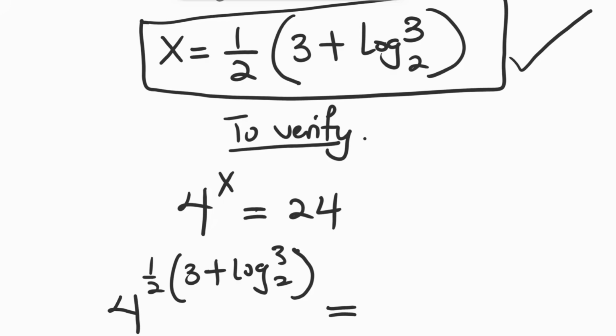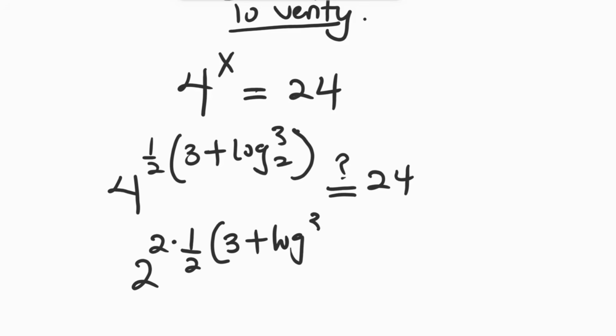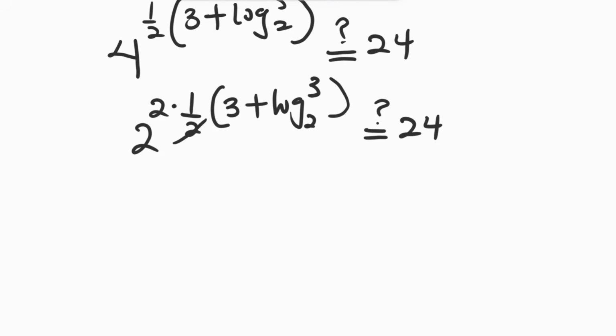Now the task is to find if the left-hand side is going to be equal to the right-hand side, which is 24. Now 4 is the same thing as 2 squared, raised to the power 1 over 2 bracket 3 plus log of 3 base 2. So if that's going to be equal to 24, the 2 will cancel 2 here, and so we have 2 raised to the power 3 plus log of 3 base 2.